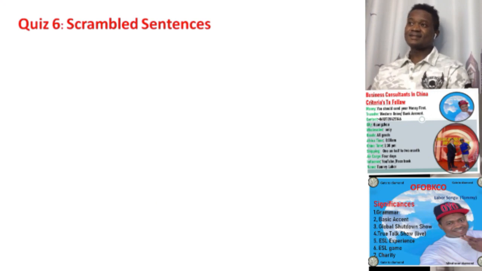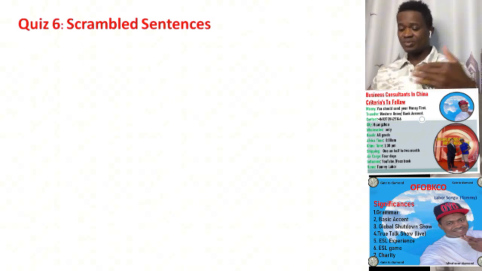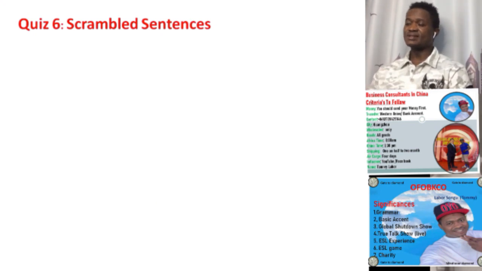Quiz 6. Scramble sentences. So we have to use the scrambled sentences to make a complete sentence. Alright? Okay, guys, scramble sentences. So we have to put the words into order. They are scrambled. We put them into order to make sense. All right.